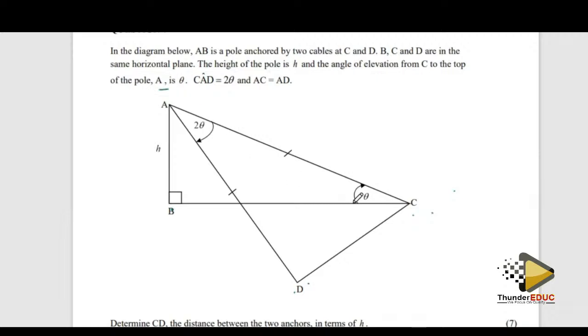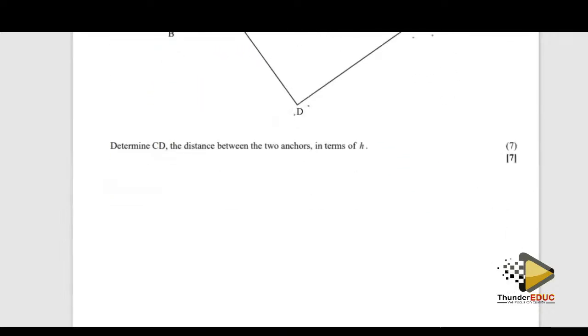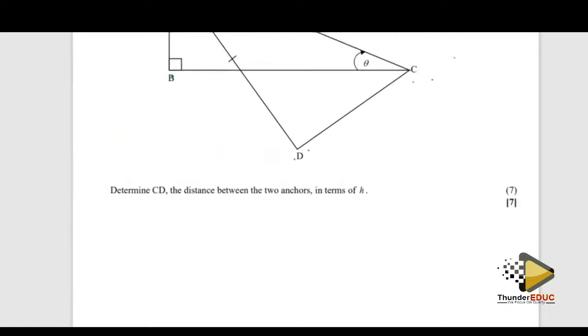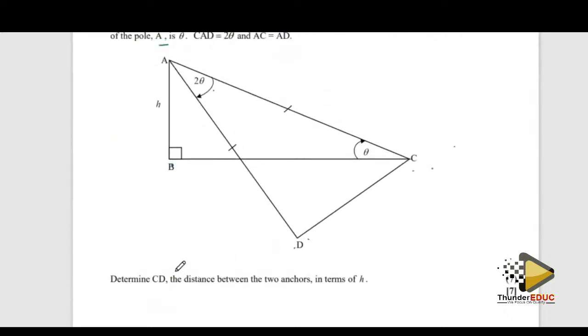The angle at A is theta, and the angle between CAD is 2 theta. AC is the same as AD, as indicated. Then they want us to determine the distance CD, the distance between the 2 anchors, in terms of h.